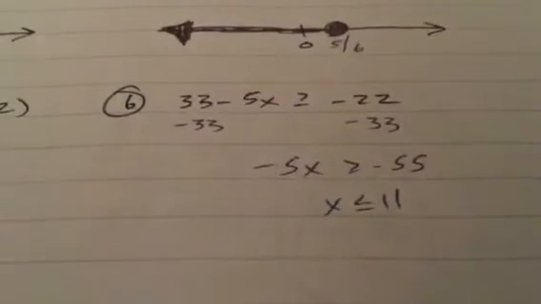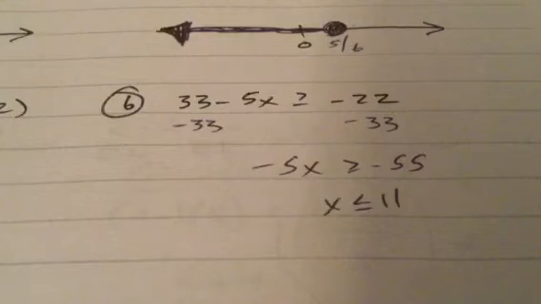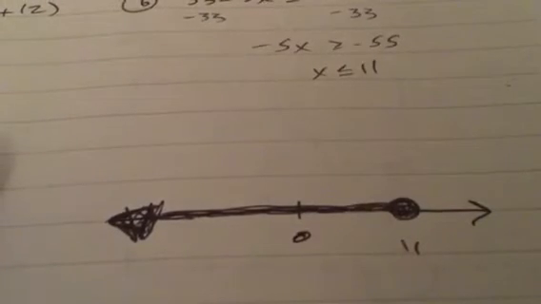Here we are on number 6. Again, only x is on the left, so I'm going to subtract 33. I'm going to divide by a negative, so the sign flips. Flip it good. X less than or equal to 11. Closed circle, shade to the left.